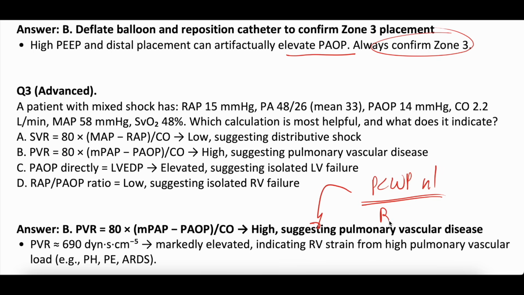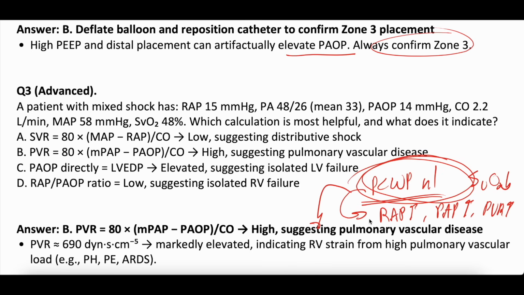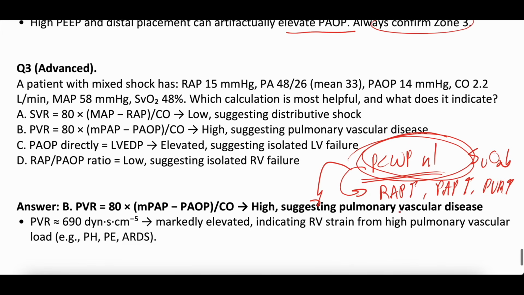And what you'll see is the right atrial pressure will be high as well. The pulmonary artery pressure will be high. The pulmonary vascular resistance will be high. And the SvO₂ will usually be low. So this normal pulmonary capillary wedge pressure in the setting of these other findings suggests RV strain from pulmonary vascular resistance, which can be pulmonary hypertension or ARDS or PE or what have you.